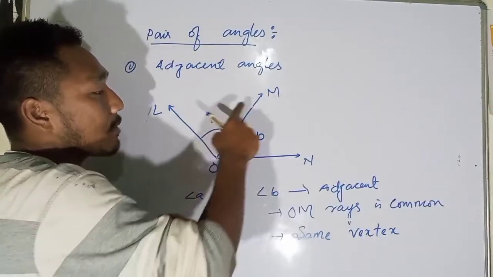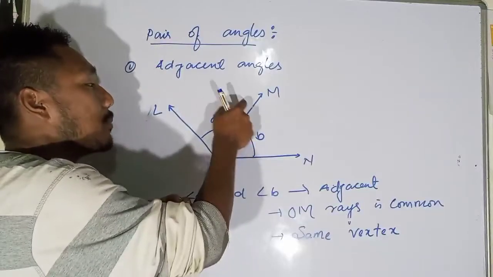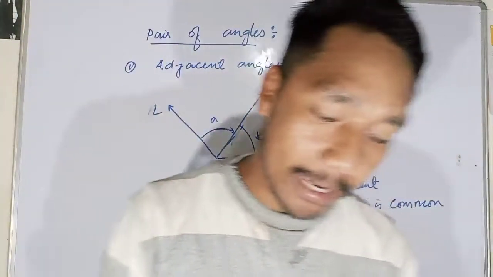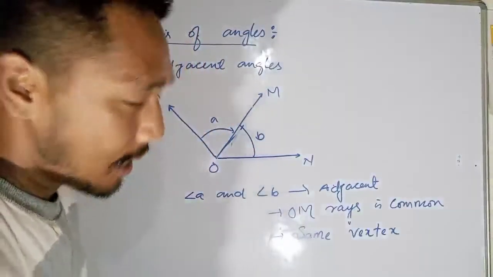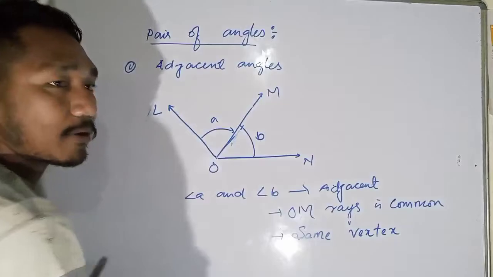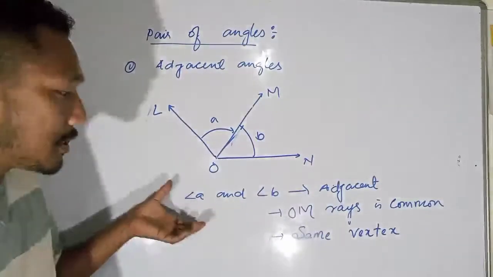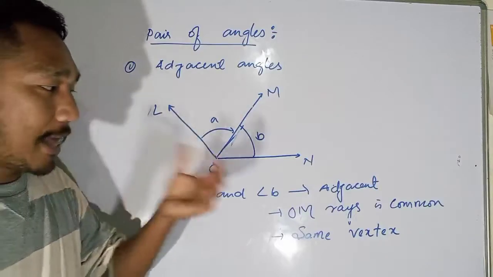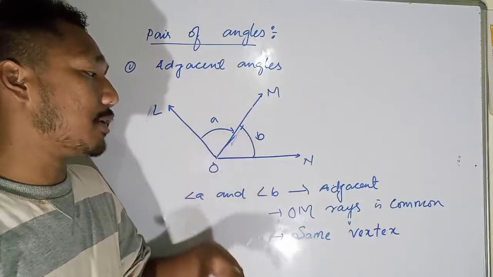It is common to both angles. Such types of angles are what we call adjacent angles. Now let's talk about linear pairs of angles. We are clear about what an adjacent angle is: angle A and angle B are adjacent angles.